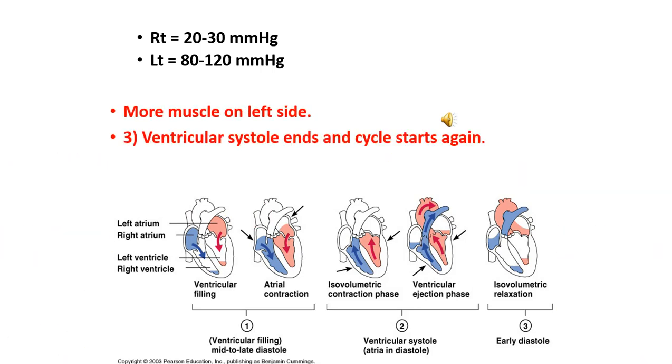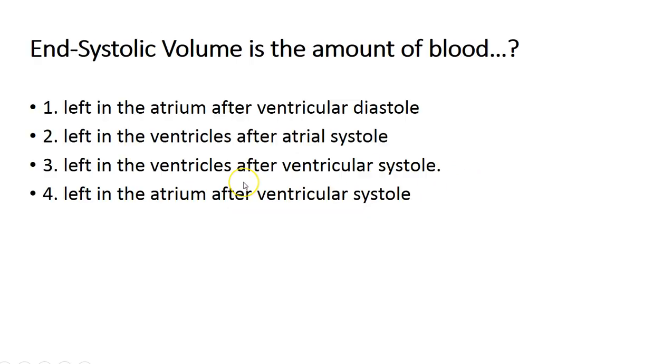More muscle on the left side. I kind of gave you the answer there. And then ventricular systole ends, and then the cycle starts again. So the ventricles release their blood, and then they go into diastole, and the atrium go into systole. And systolic volume, I'm not going to give you that on here. Again, I want you to think about it. I've given you the information you need. You can eliminate a couple of these. And then I've given you a definition of another term that should help you determine what the answer is.